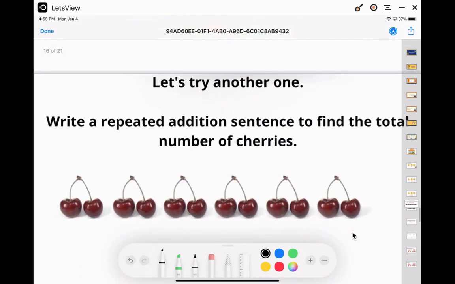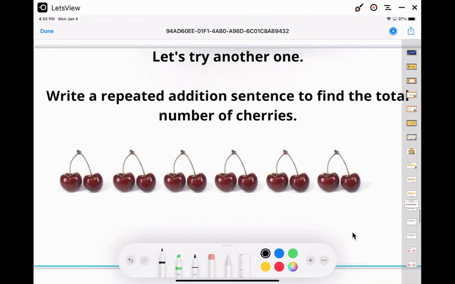Let's try another one. This time, we're shopping for cherries. I want you to write a repeated addition sentence to find the total number of cherries. And more than that, let's be specific and write a whole equation. I would like for you to solve your repeated addition sentence telling us how many cherries there are. Please place that on the side of your screen now.